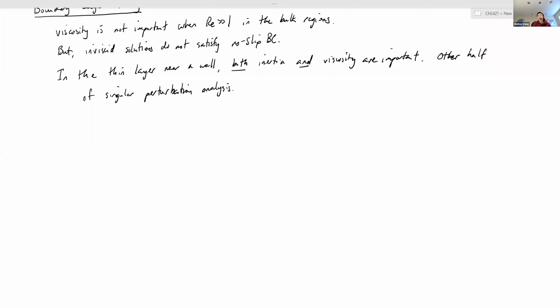Okay, here's how we're going to set up boundary layer problems. Still, we're going to continue thinking about flow past an object, right?